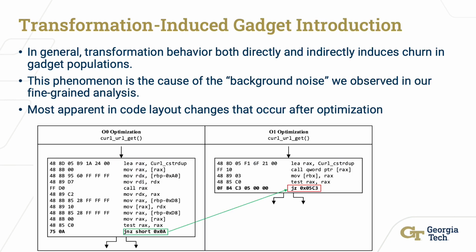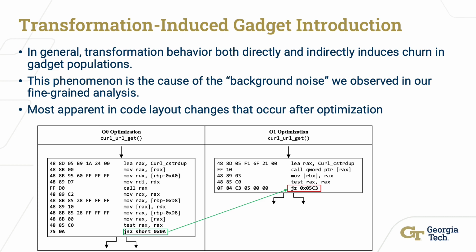The next root cause we'll examine is transformation-induced gadget introduction. In general, transformation behaviors employed by compiler optimizations both directly and indirectly induce churn in gadget populations. This phenomenon is documented in our prior work and ultimately is the cause of the background noise we observed in our fine-grained analysis. This effect is most apparent in code layout changes that occur after optimization, such as the example you see at the bottom of the slide.